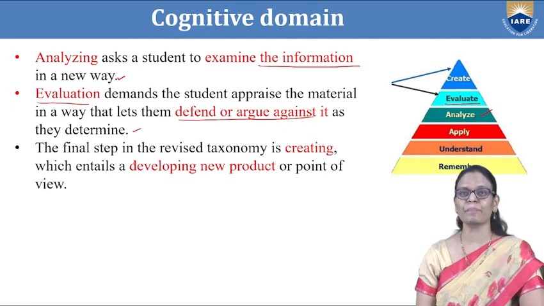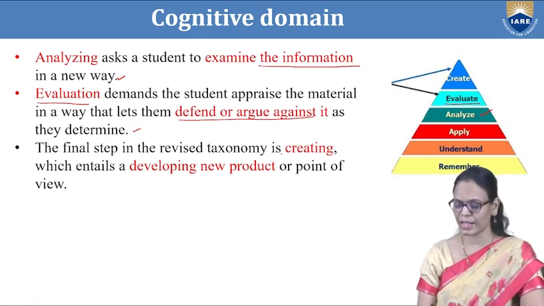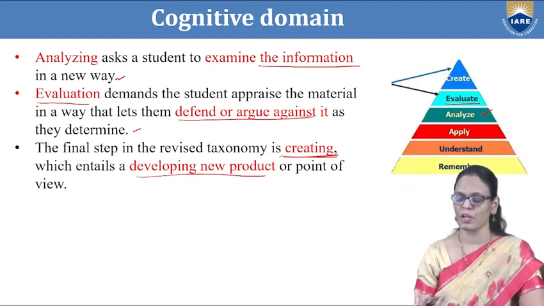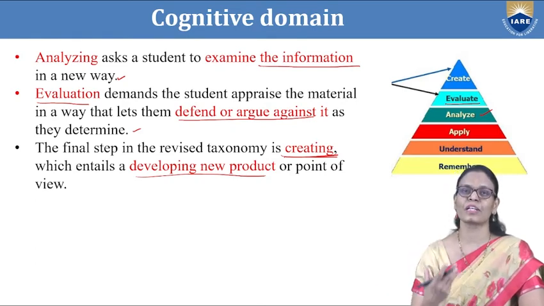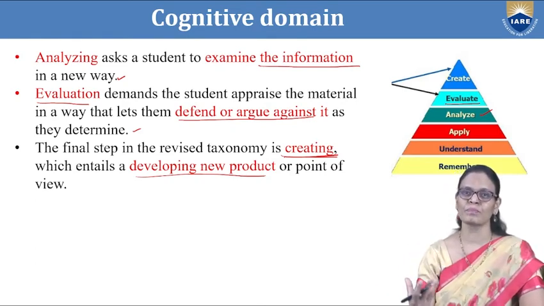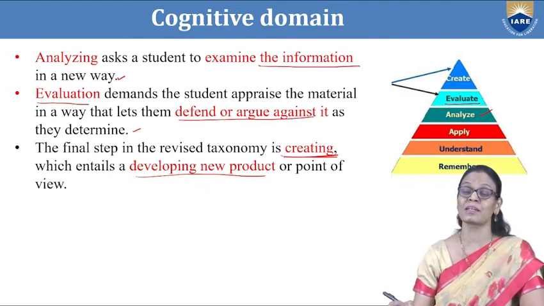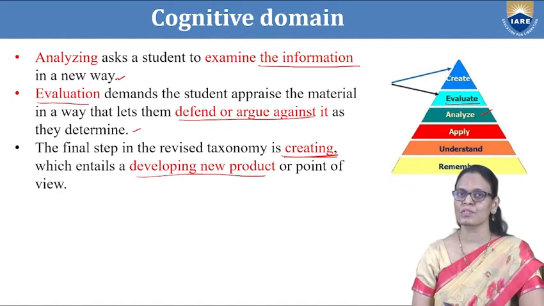Then the final step in the revised taxonomy is creating, which entails developing a new product. In creating, they try to develop a new product. With all the information, knowledge and application skills, analyzing and evaluating, they can go to the level of creation, creating some new products. So this is how the levels increase in their complexity, and with the help of this model, we can increase the learning levels of the students.